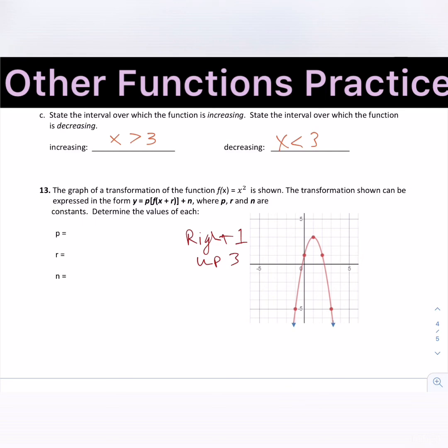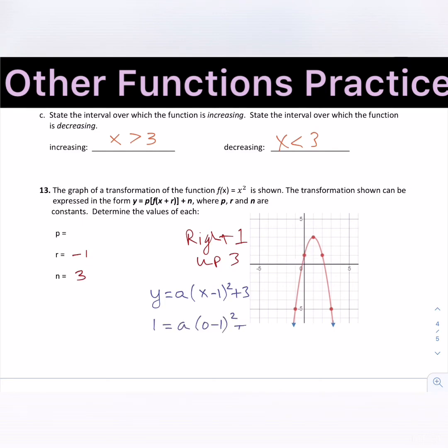So I know that if I'm going right 1, the R value is -1. That would take it right 1, and the N value has to be 3 because it's going to go up 3. The last thing I have to do is figure out the P value, which is the thing I multiply by. That's going to vertically stretch or compress my graph. So to get that, I'm going to plug in a point. So let me just start with kind of a basic quadratic that went right 1 and then up 3. I'm going to plug in a point. 0, 1 is a good point to plug in.